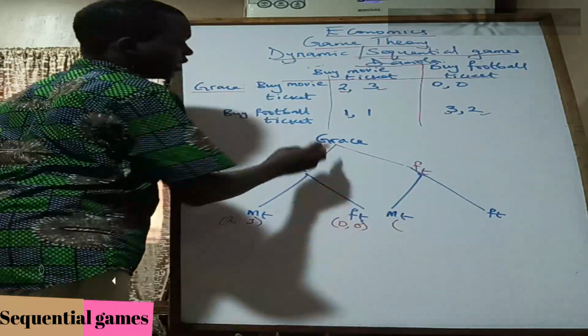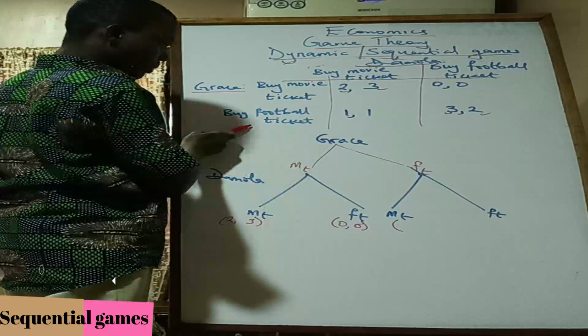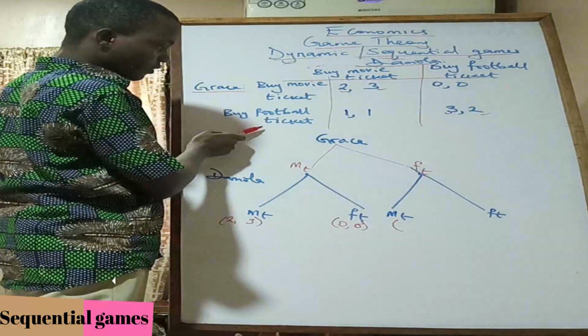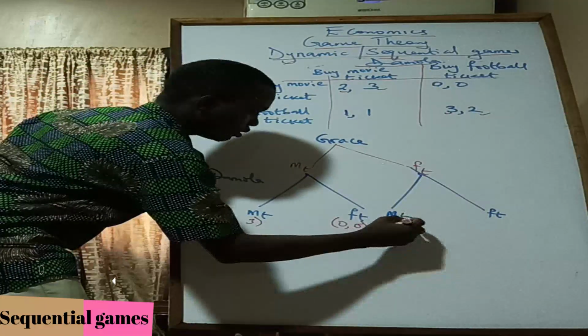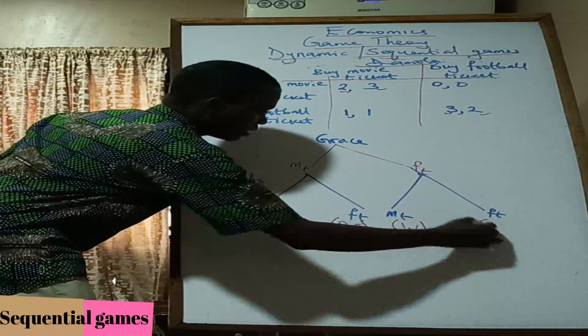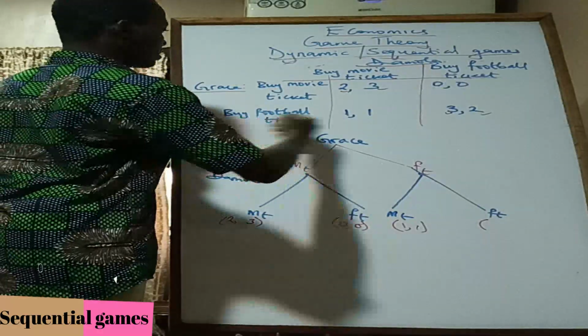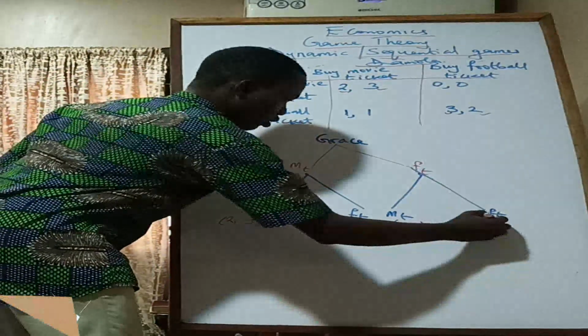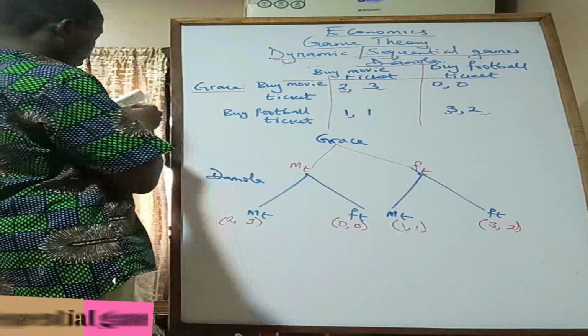And here, Grace buys a football ticket. What is it? Grace buys a football ticket and Damola buys a movie ticket. Football ticket, movie ticket, 1, 1. And here, football ticket. So Grace is gonna get 3, 2. So how then do we get the equilibrium? Because that's what the question said.